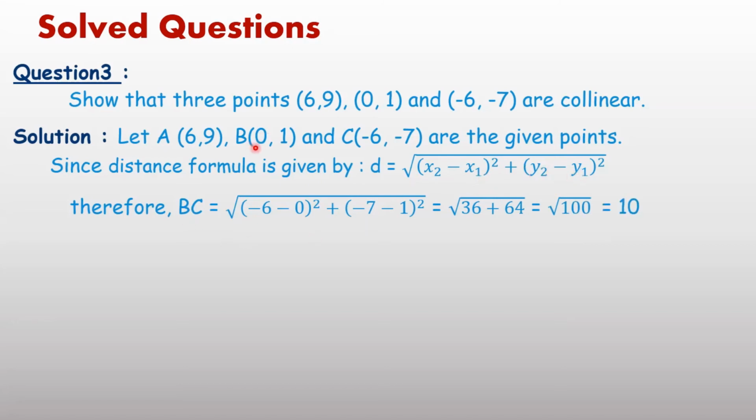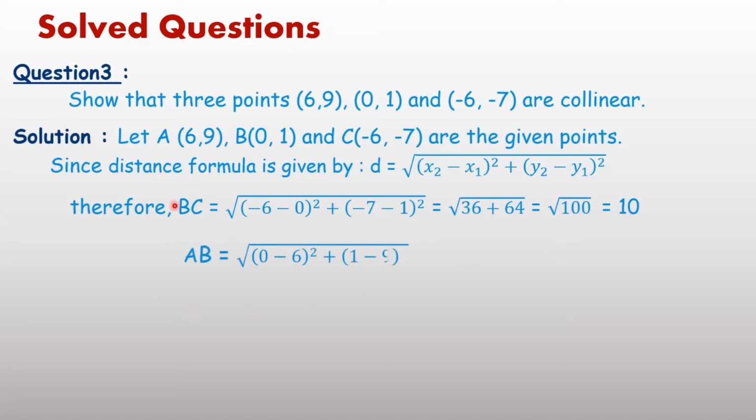Write down BC. BC means coordinates of B are taken as x1, y1 and C as x2, y2, and apply the distance formula. (x2 minus x1) whole square plus (y2 minus y1) whole square equals under root 36 plus 64 equals under root 100, and square root of 100 is 10.